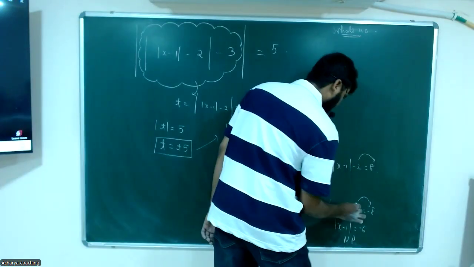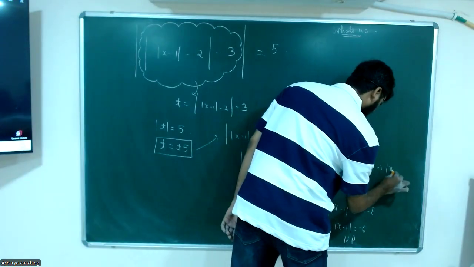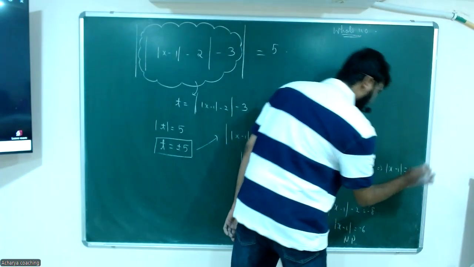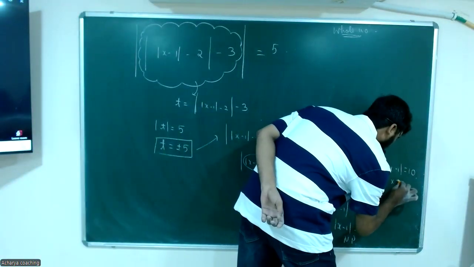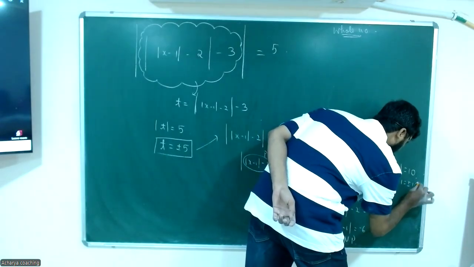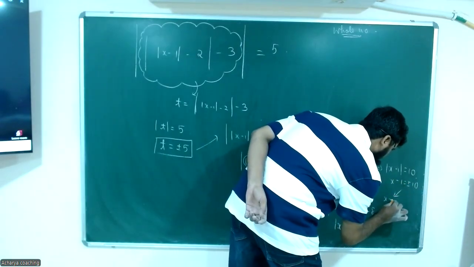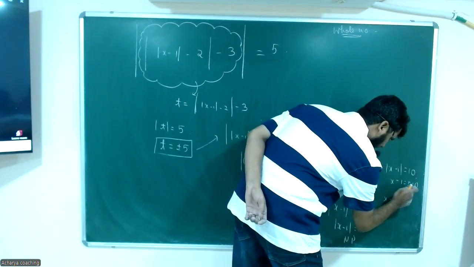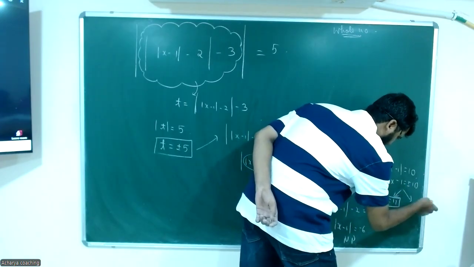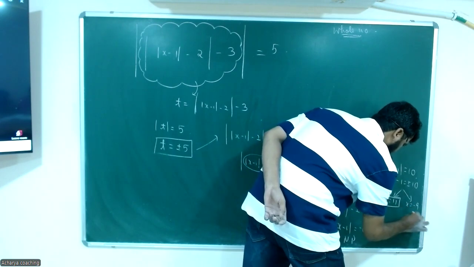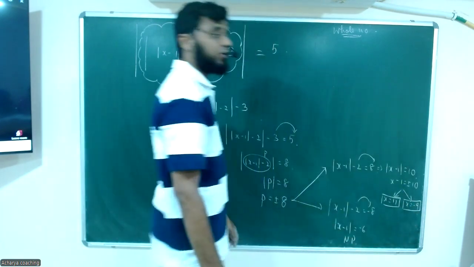What about this one? So here we have modulus of x minus 1 equal to 10. This one is possible. Okay. So here x minus 1 equal to plus or minus 10. So x value will be 10 plus 1, 11. Or x value will be minus 10 plus 1, minus 9. Any doubt in this?